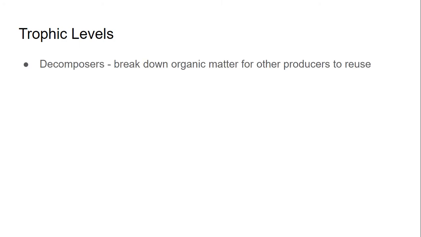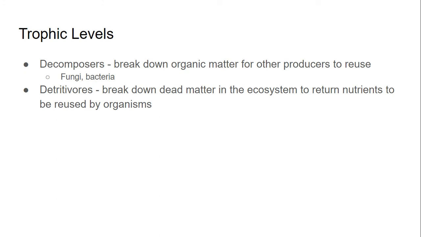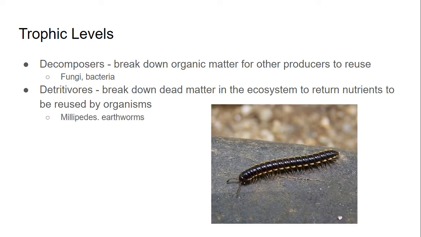So the 2 other things that we look at in trophic levels is first decomposers. So decomposers break down organic matter for other producers to use. These are things like fungi and bacteria. So they're breaking down those carbon molecules in order for other organisms to be able to use it. And then we also have detritivores. So these break down dead matter in the ecosystem to return nutrients to be reused. So this is like dead animals. In this case, we have things like millipedes and earthworms who are eating or breaking down dead animals in order for those nutrients to be returned back to the soil and ultimately to plants, and then they can work their way back up the trophic levels.